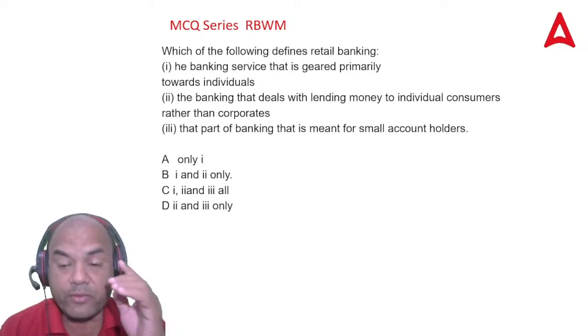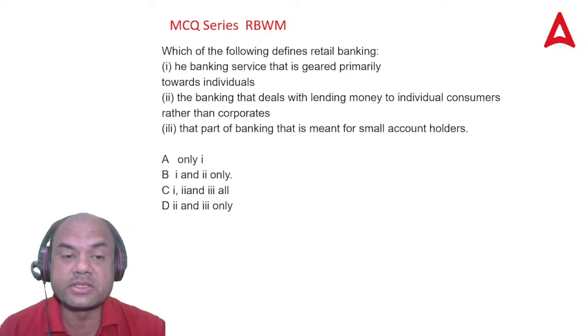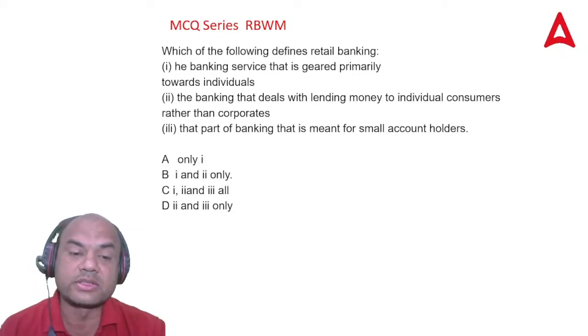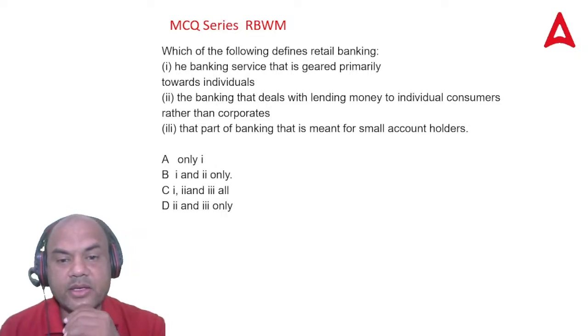Which of the following defines retail banking? Geared towards individuals, geared towards lending money to consumers rather than corporates, and the last one is small account holders. So retail banking is defined as, answer in A, B, C or D, everyone.